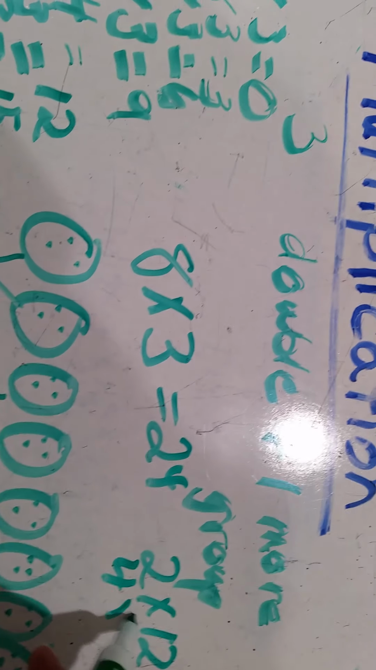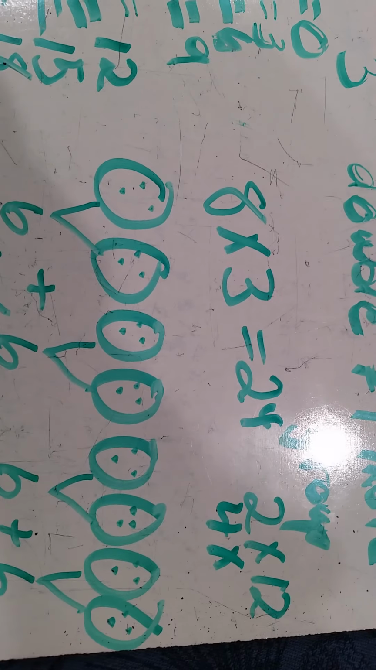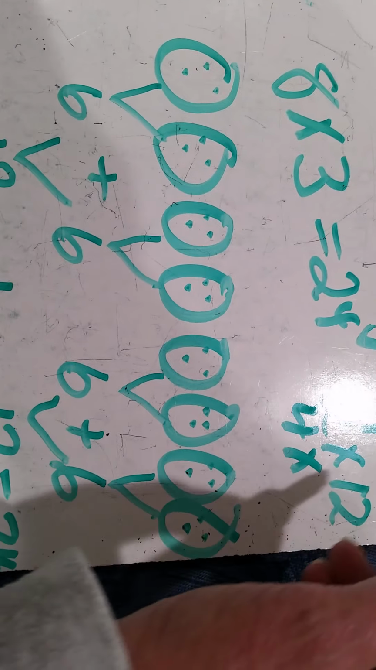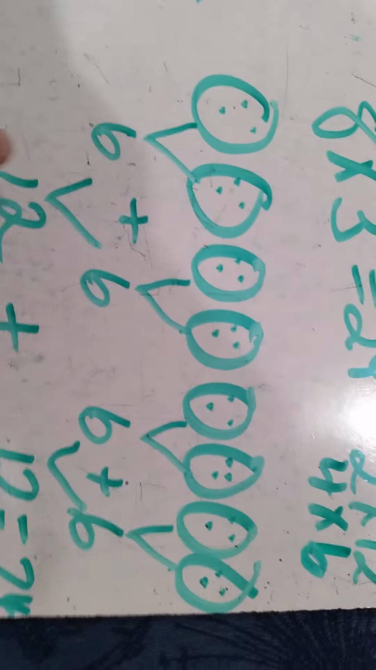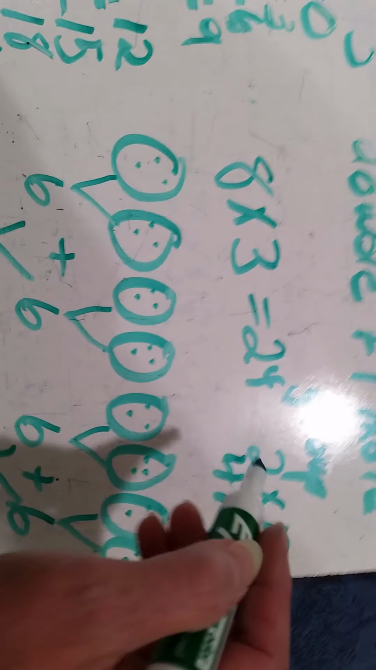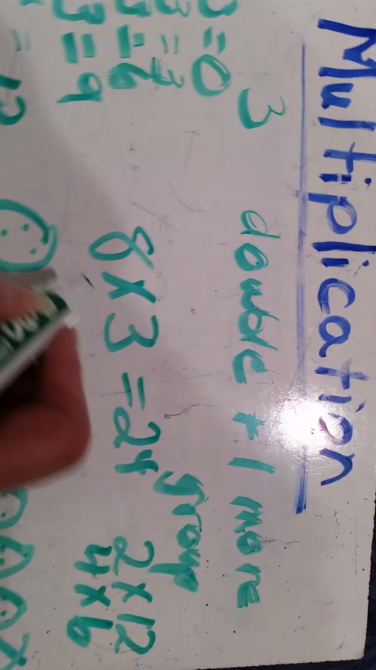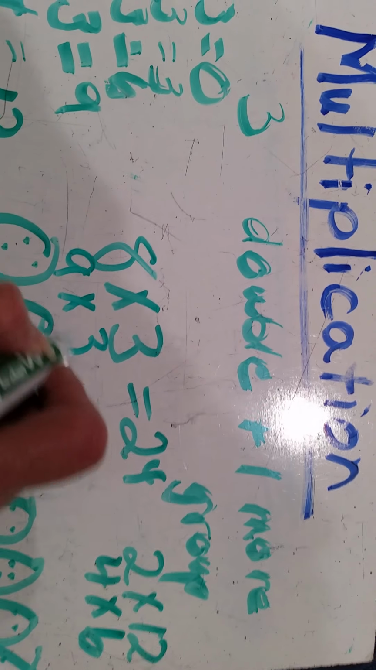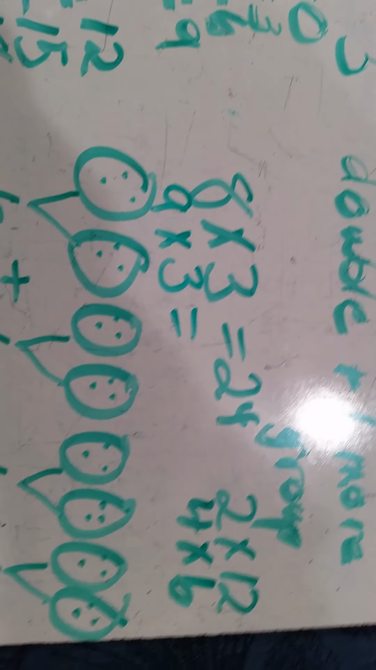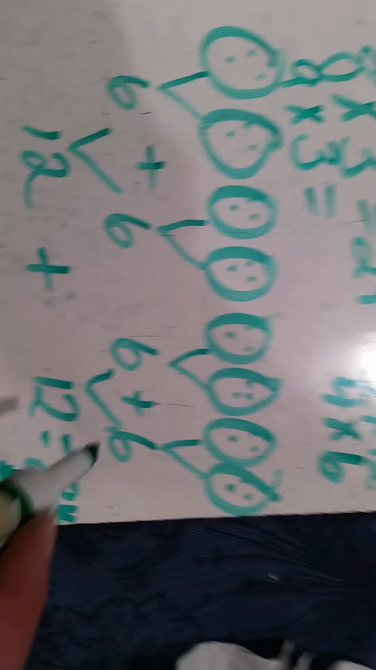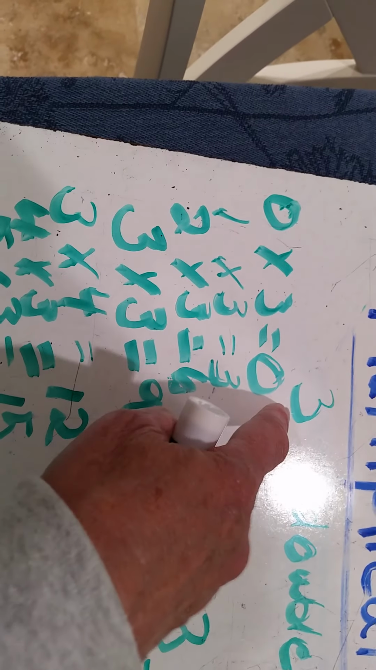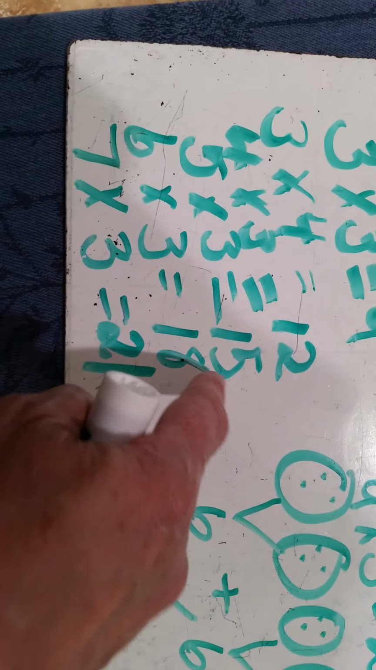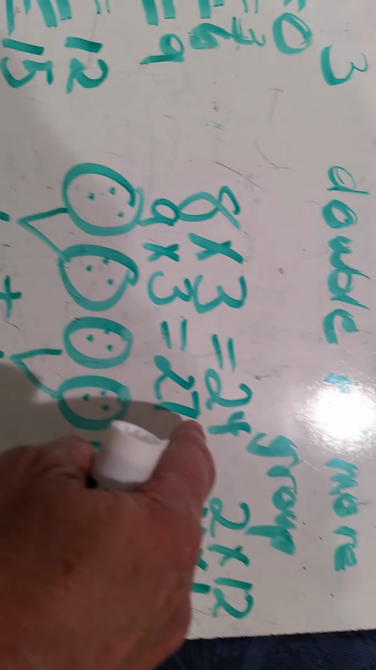4 times 6 equals 24, because we have 4 groups of 6 here. And 2 times 12 and 8 times 3, they all equal the same thing. Math is so cool. All right, 9 groups of 3. Okay, we'll just add one more group of 3 to 24. That equals 27. See, we keep adding a group of 3 each time. 0, 3, 6, 9, 12, 15, 18, 21, 24, 27.